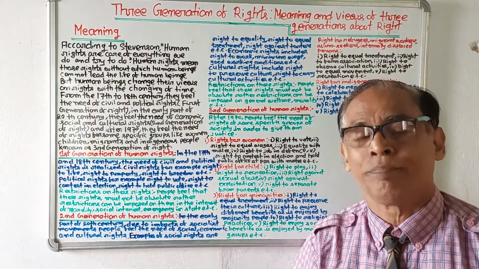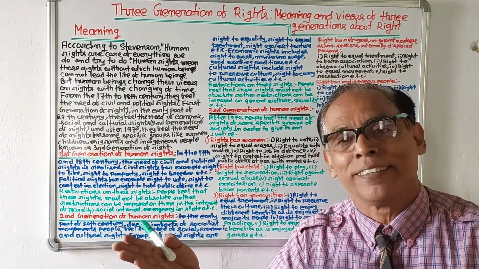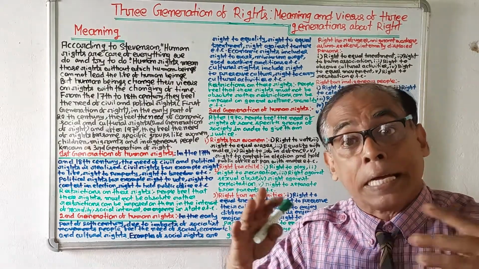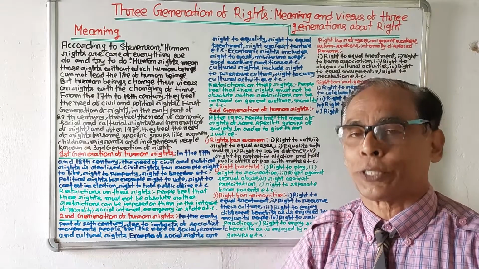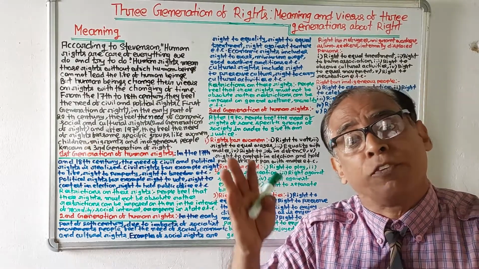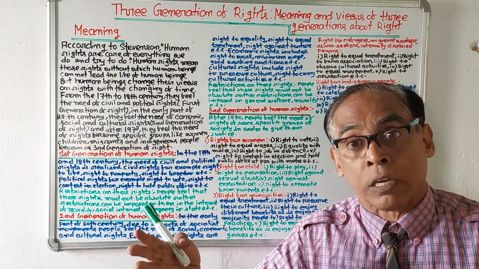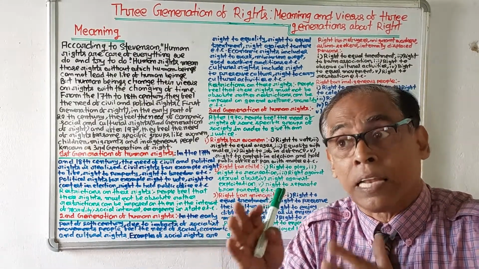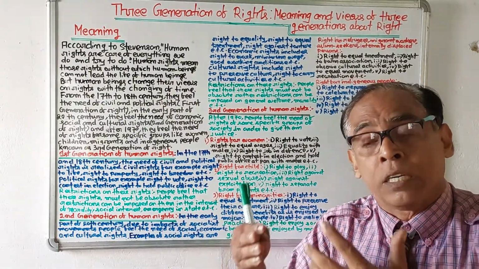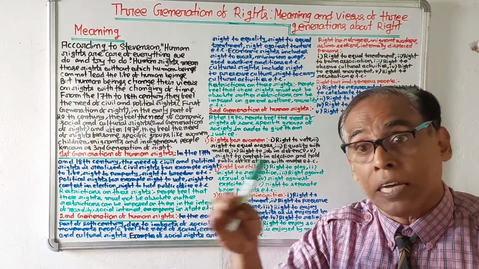Human rights mean those rights which are very much essential for human beings. If these rights are not given to people, then people cannot lead the life of human beings. So human rights means those rights which are necessary for human beings to lead a life of human beings. These are known as human rights.